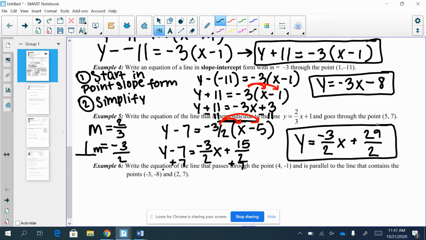So when dealing with parallel or perpendicular lines, you really only have to look at the slope. Perpendicular lines are the opposite reciprocal slope. Parallel lines have the same slope.